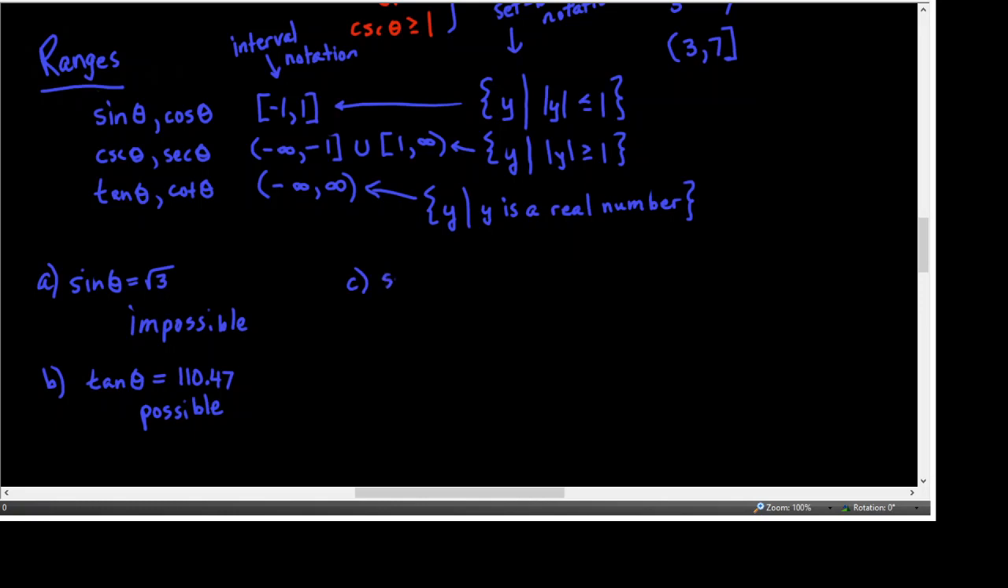How about the secant of theta is 0.6? Well, clearly that's a number that's between -1 and 1. It's not bigger than 1, nor is it smaller than -1, so this is very much impossible. Secant and cosecant can't have any answer that's between -1 and 1. Like 0.6 or -0.9 or whatever, those are all going to be impossible for those.